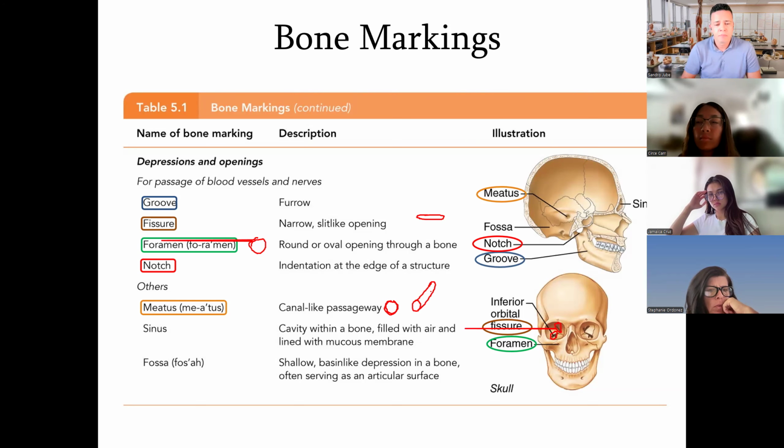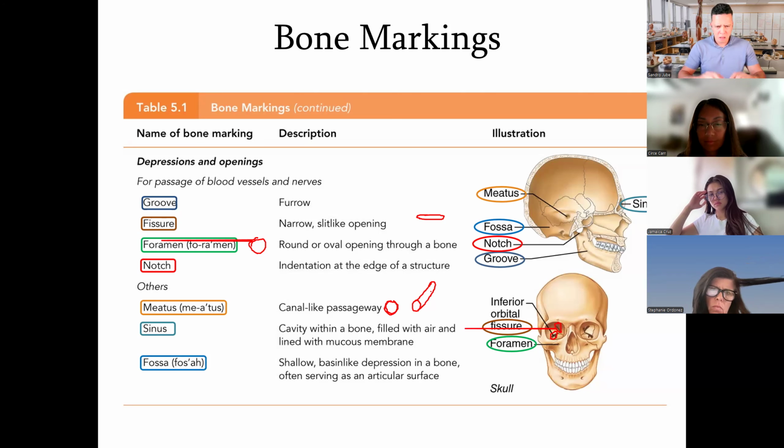We also find what we call a sinus, and we only find sinuses in our skull. These are cavities within a bone filled with air and covered with a mucous membrane. And there's also a fossa, which is a shallow basin-like depression on a bone. Okay, again, just some definitions of general types of bone markings, but we're going to go specifically into the ones you need to know.